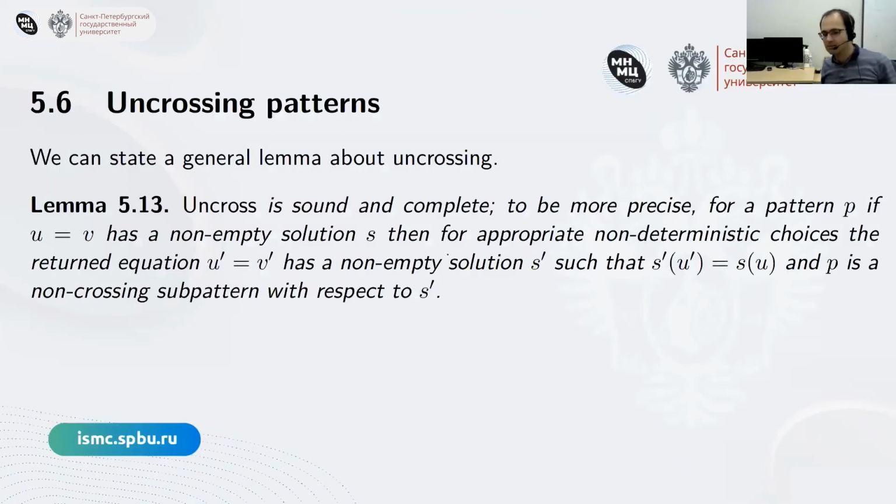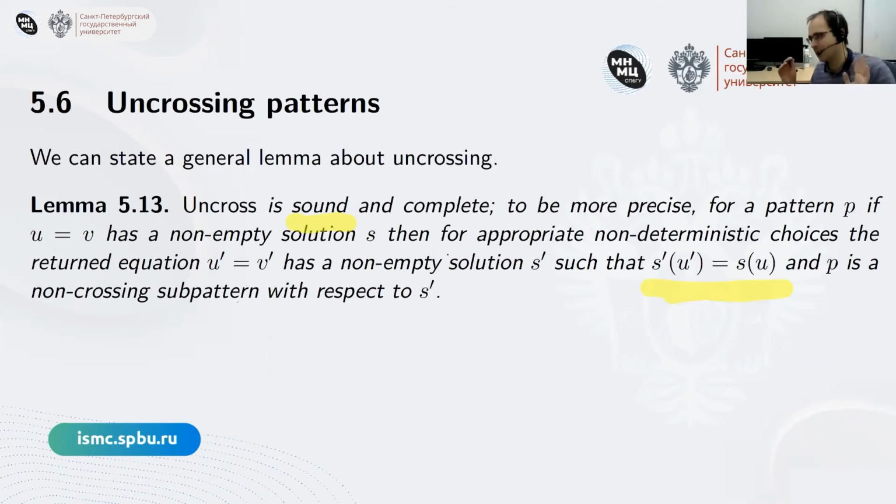Okay, and the argument for each of those operations is similar, so all of them are sound, and moreover they are complete in the sense that it was already said for each one of them separately. They are complete in the sense that if we make appropriate non-deterministic guesses, then we get an equation which also has a solution, and moreover the corresponding terms for the solution for the previous equation for the new equation are the same, and this subpattern is no longer crossing.